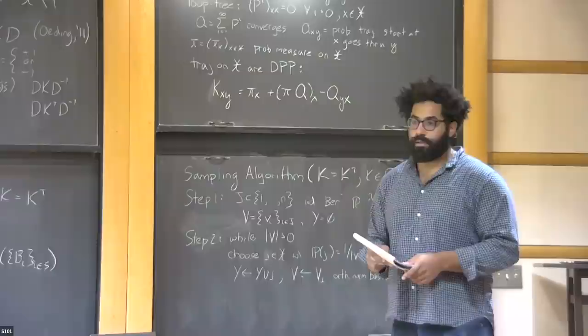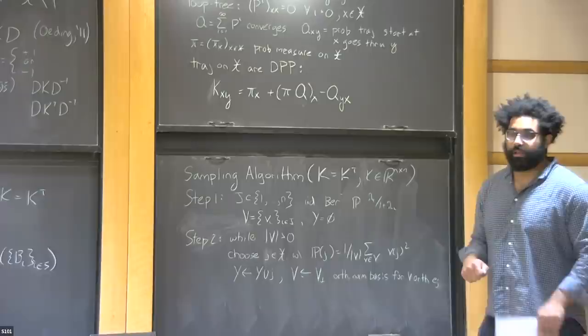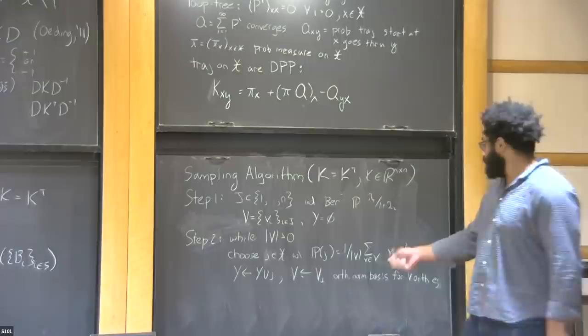But what did you do with the probability of J? The probability of J becomes zero if I've already chosen J. No, but once you chose J, what did you do with it? Well, I just keep using it to keep sampling elements.